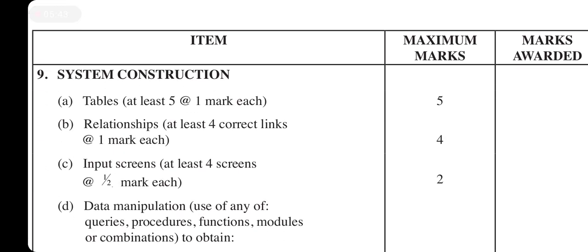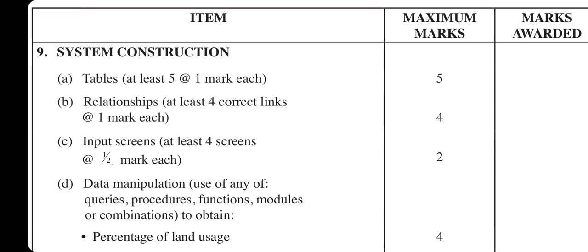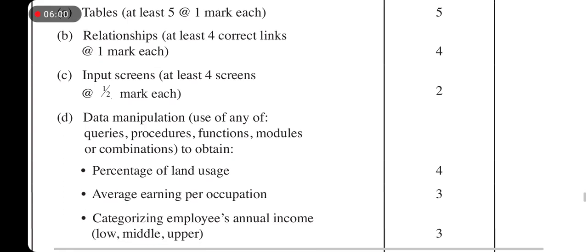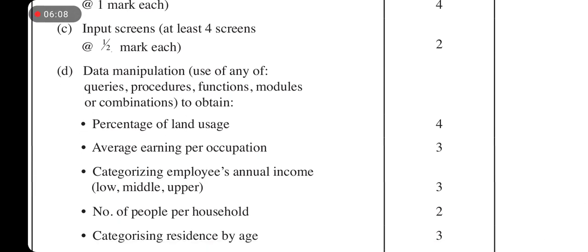Now the system construction. Now we have come to the system itself. How you created the tables, at least 5 tables, will give you 1 mark each. How you've done the relationship, another mark. At least 4 relationships should be done. Input screen, how you design it, if it exists, 2 marks. If you are able to manipulate data, that will give you another mark.